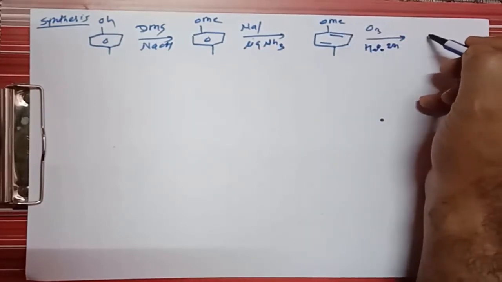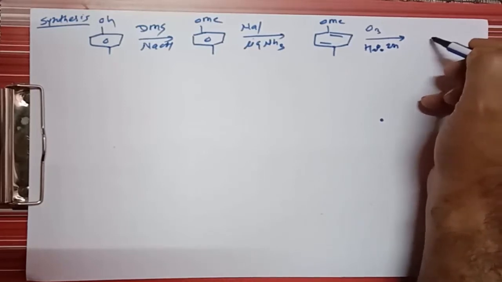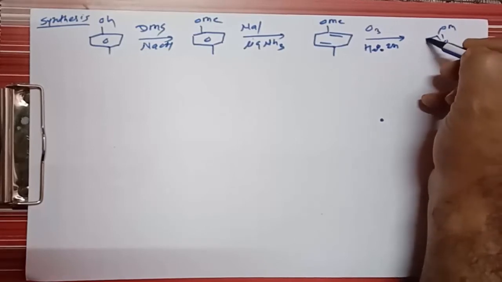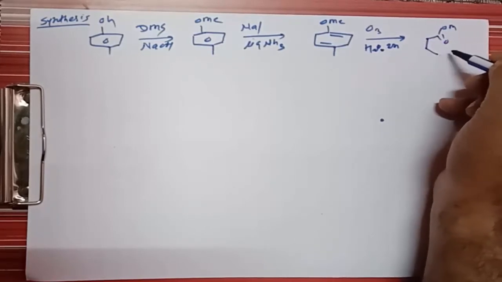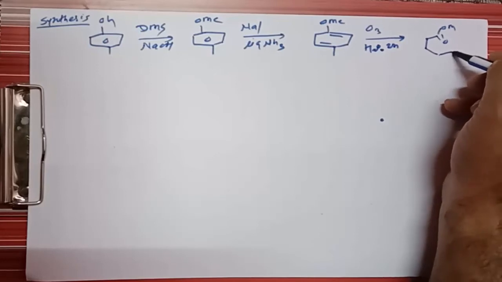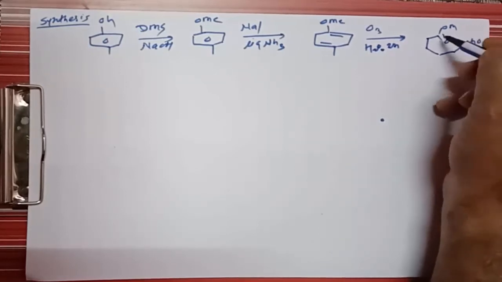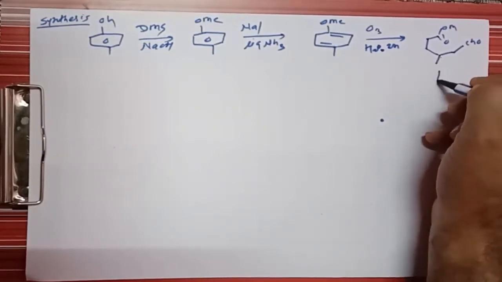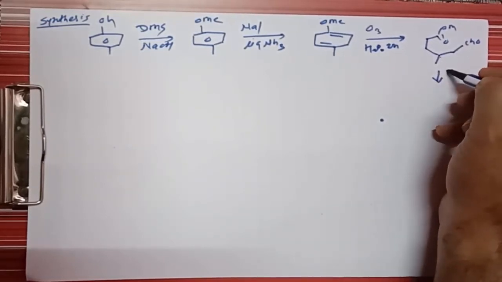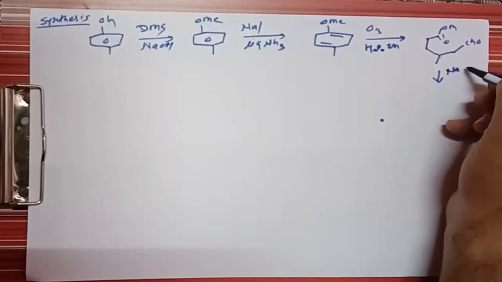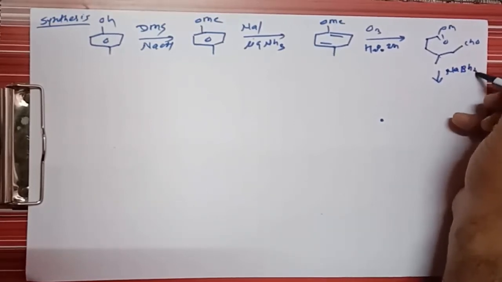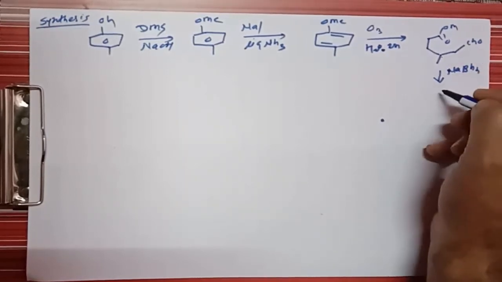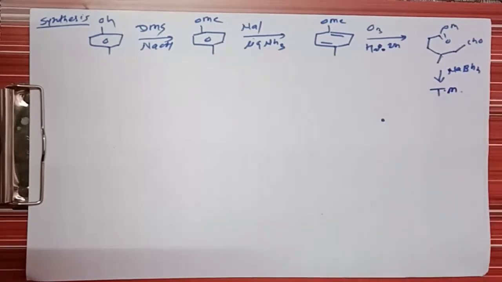It will break this double bond and give formation of an ester group, OMe, then CH2, then CH2, CHO, 1, 2, 3, 4, 5 and 6, and here is a methyl group. And if we go for the reduction of this aldehyde group, because sodium borohydride will reduce only the aldehyde in the presence of ester, it gives formation of the target molecule, right.